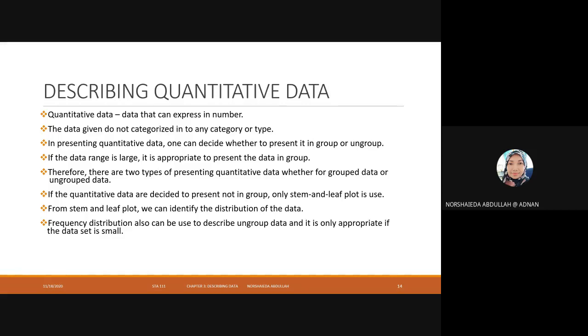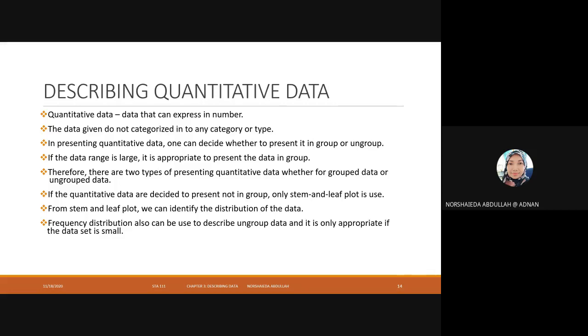So in presenting quantitative data, we can present it as grouped or ungrouped. If the data range is large, we present it in group. If the data range is small, we can present it as ungrouped data. After this, I will show you what is the difference between grouped and ungrouped data. So therefore, there are two types of presenting quantitative data.